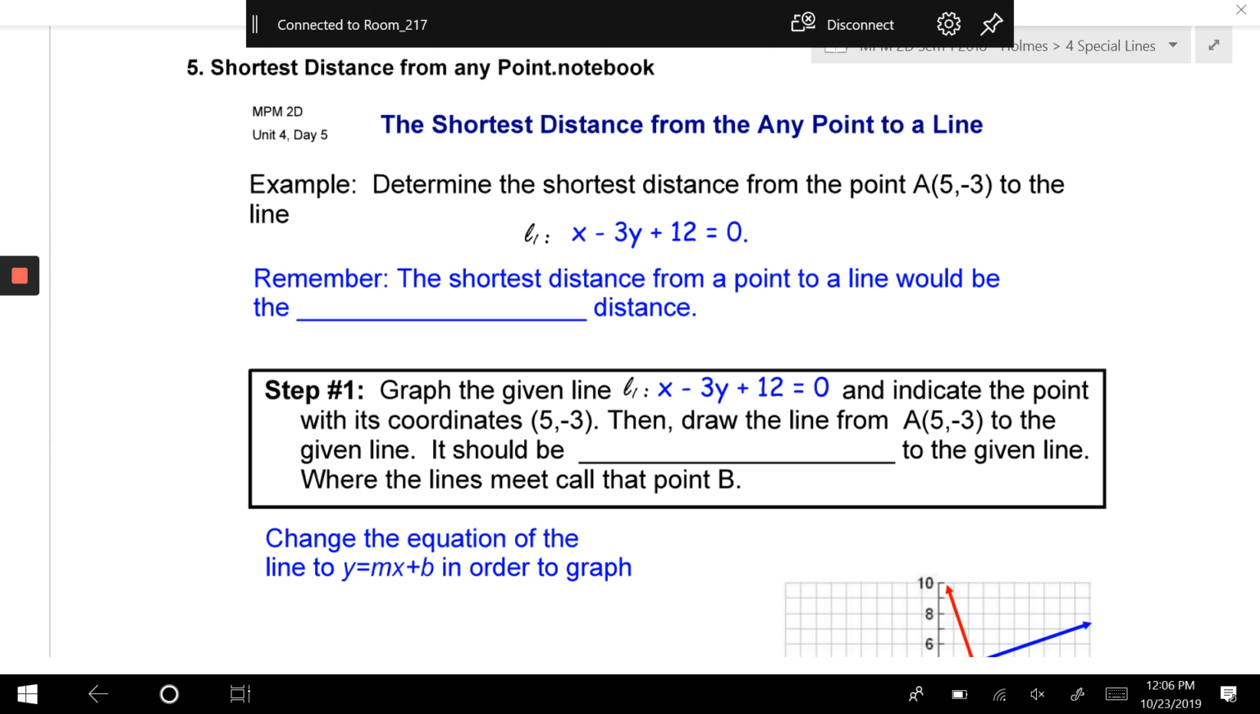Okay. So we're going to determine the shortest distance from the point A, (5, -3), to the line x - 3y + 12 = 0. So Spencer, what's the shortest distance? What type of distance is it? Great. Yeah, it's the perpendicular distance.